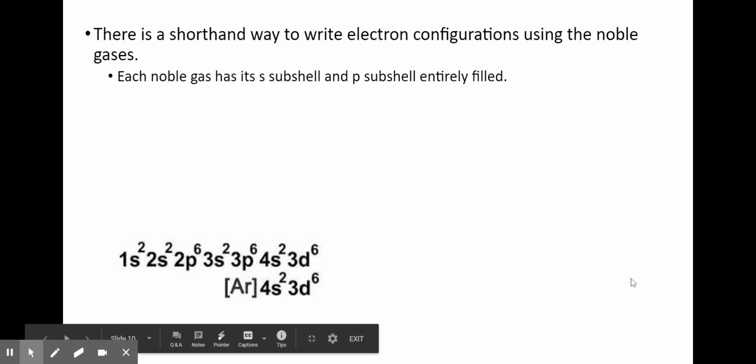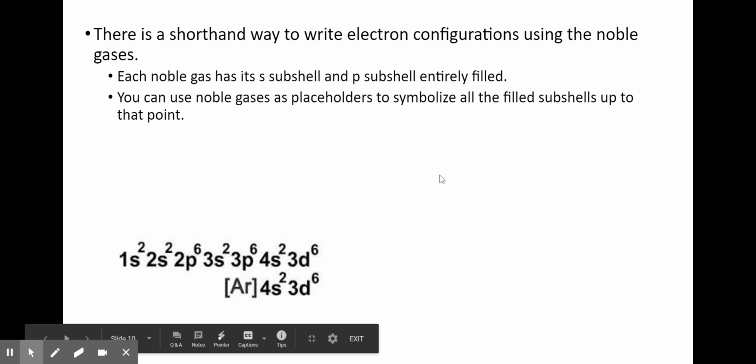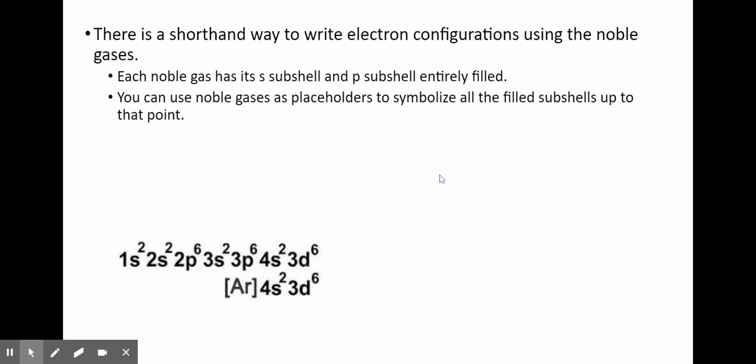There's a shorthand way to write electron configurations, and we can do that by putting the noble gas in parentheses and starting our electron configuration at whatever comes after that noble gas. And it's always going to be some s subshell that comes after a noble gas.